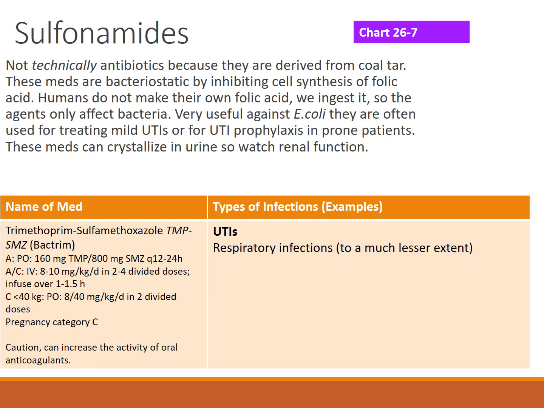infections. Okay. Sulfonamides, they're not technically an antibiotic because they were derived from coal tar. They're bacteriostatic, so they inhibit cell synthesis of folic acid. Okay, so we don't make our own folic acid. We require that through what we take in our food.